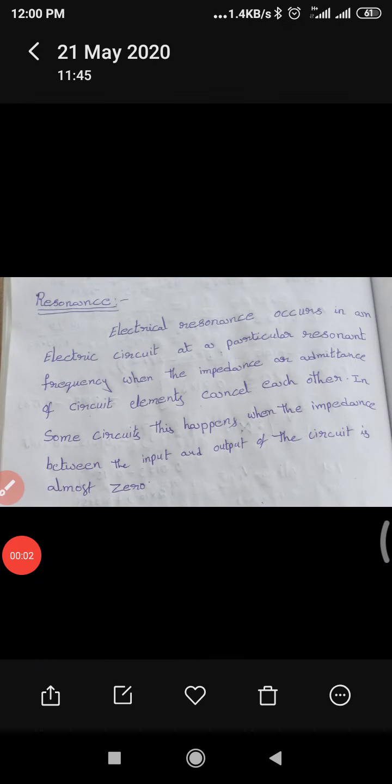Good morning, students. Last class we discussed nodal analysis, and we did one example problem on this nodal analysis. In today's class, we are going to discuss some important definitions. So, let us see what the definitions are. The first one is resonance.